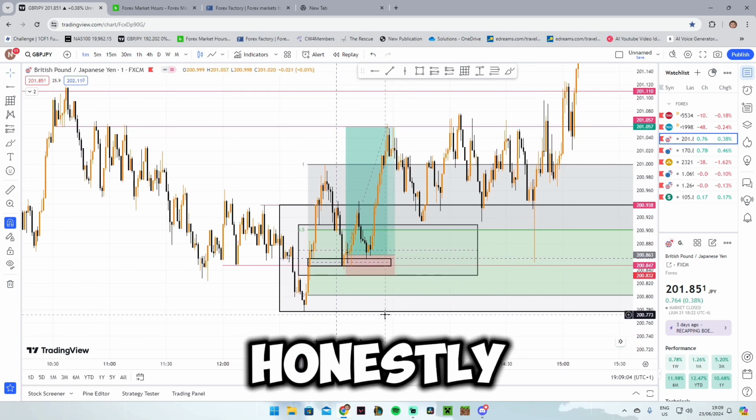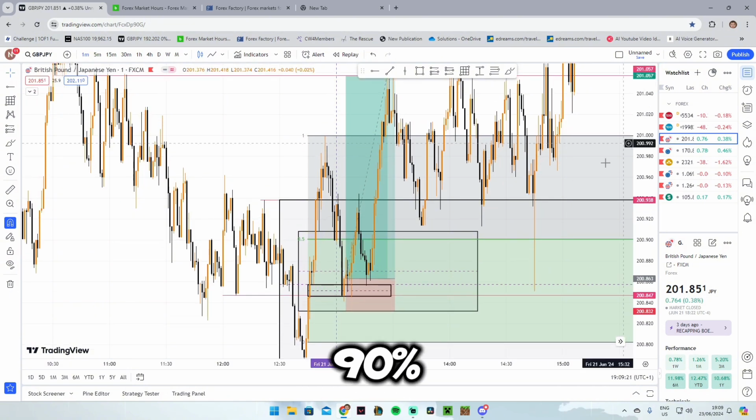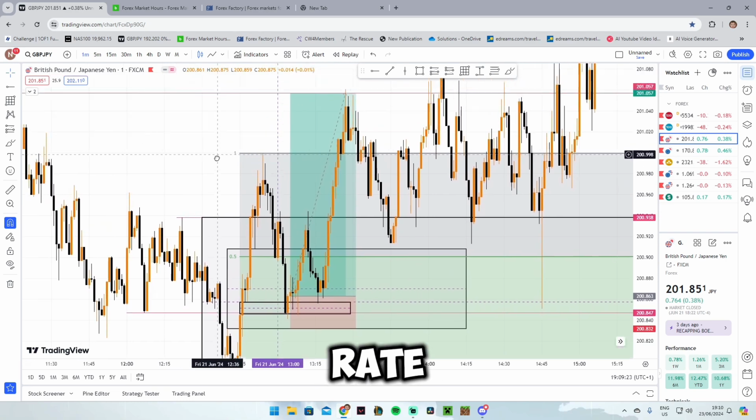Honestly, there's no other textbook strategy out there than this. It's so textbook. If you're a robot, you could literally just automate it going like this day in, day out, and you would be winning every time. Close to 90% win rate.